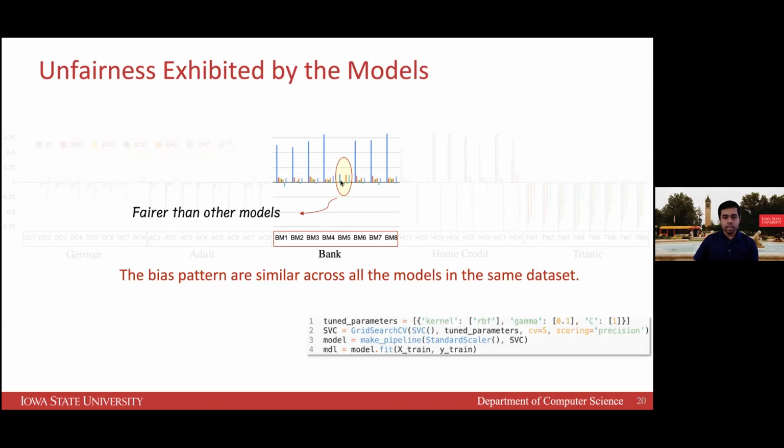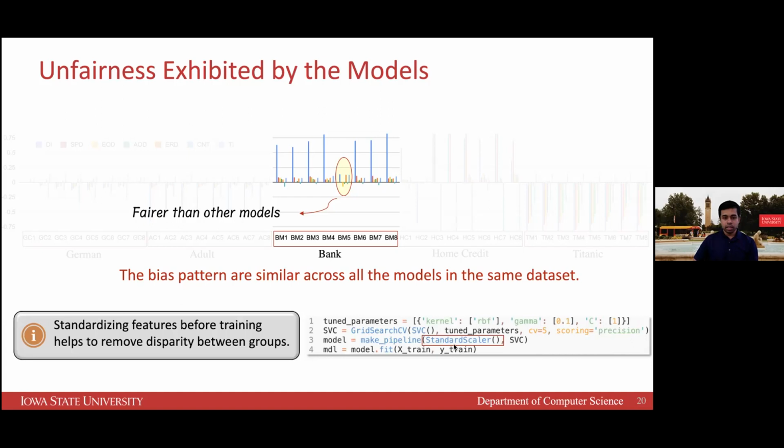And why did it happen? We investigated, and we saw that this model is using a construct called standard scaler. Basically, it's standardizing the data before training the support vector classifier, which is causing it to be fair.